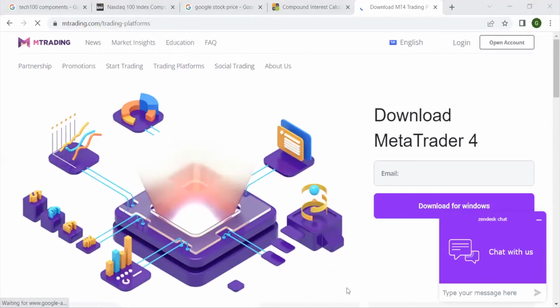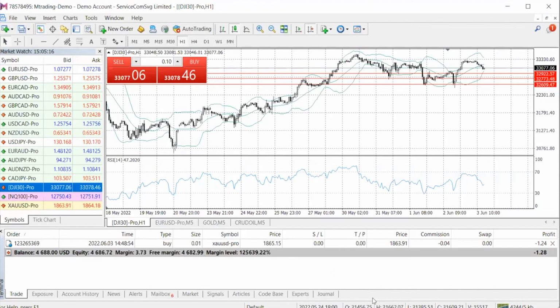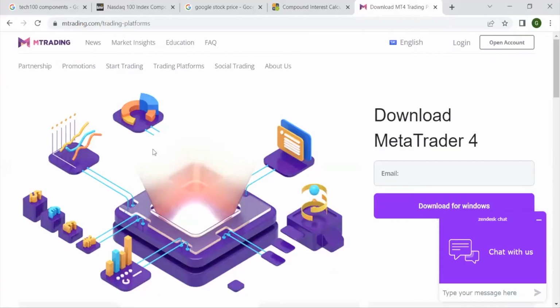So we have an application, we have an Android application also, which you will be able to use to monitor your account, to check your account even when you're on the go, right? So you can look for more information.